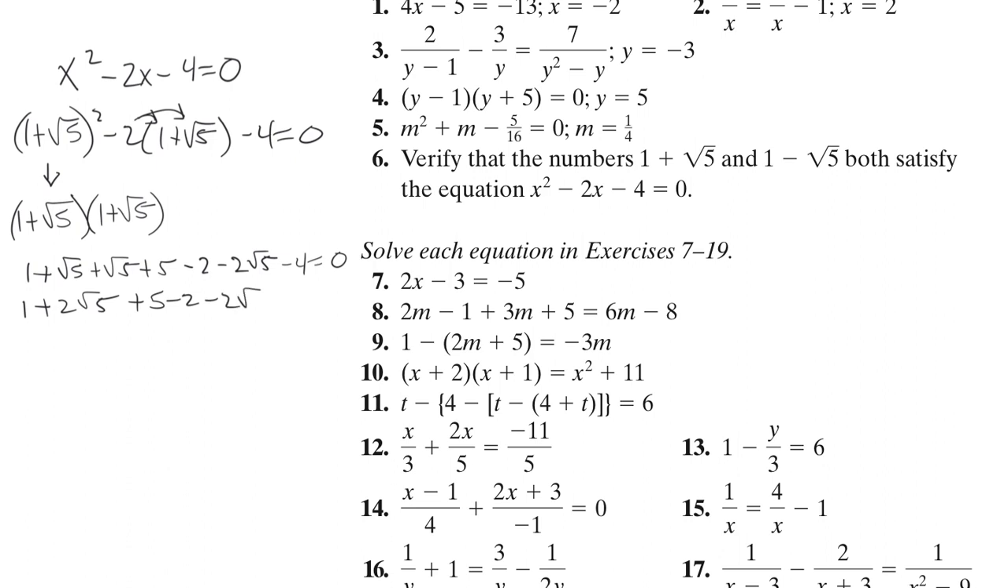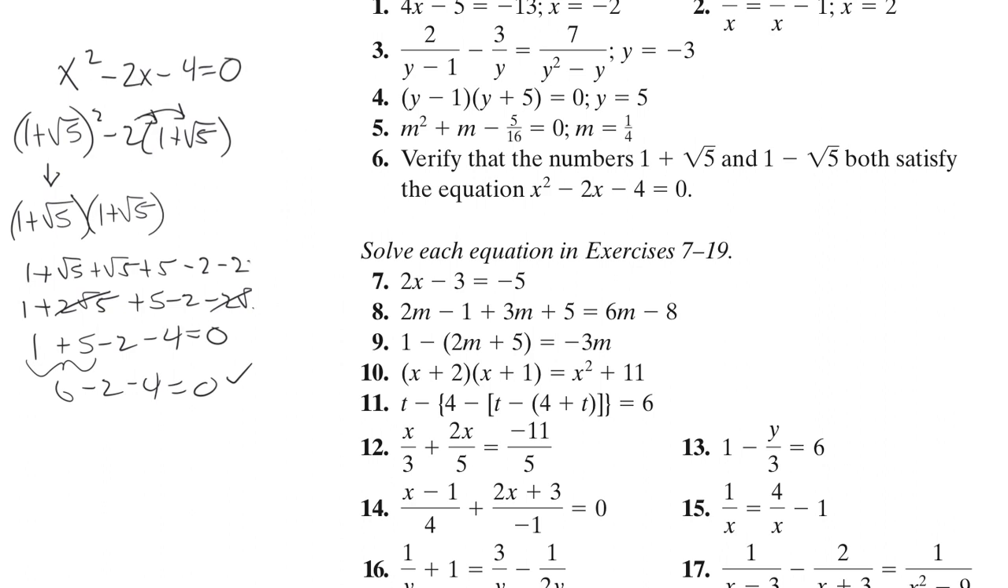Minus 2 times the square root of 5 minus 4 equals 0. And then these cancel each other out. Then what we have is 1 plus 5 minus 2 minus 4 equals 0. And this is 6 minus 2 minus 4, which is absolutely 0. So I did it.